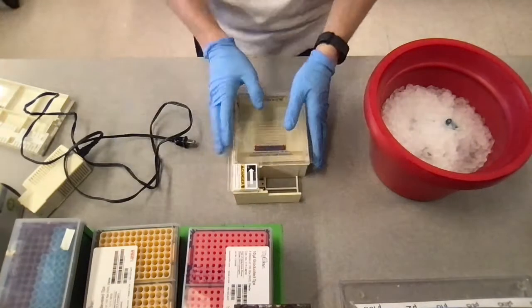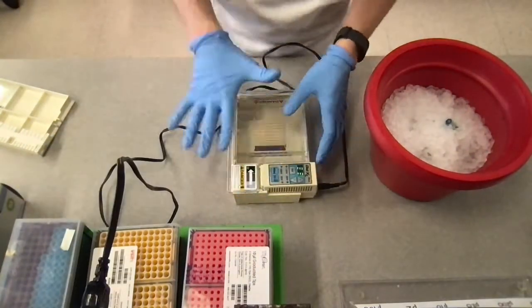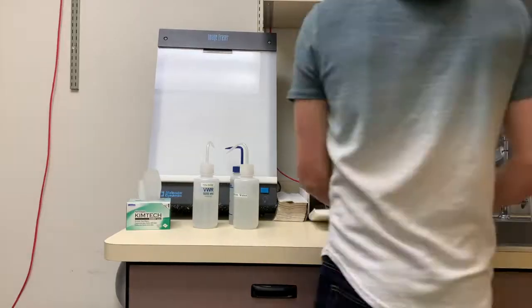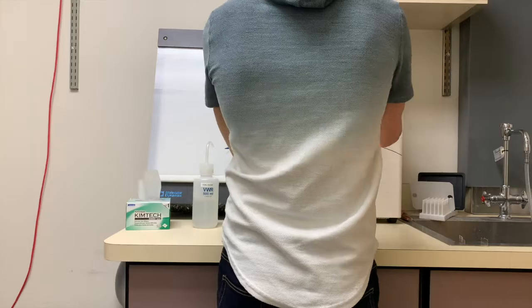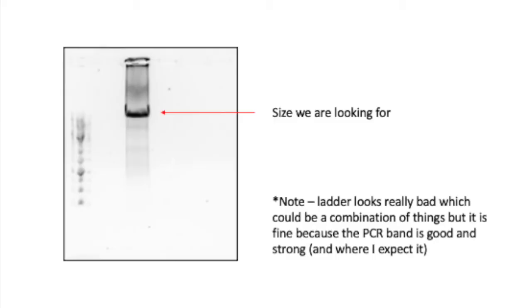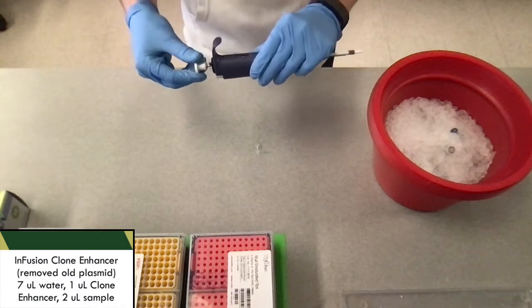Once that's complete, we're going to go ahead and image that. So we take it to the imager and load it in for the CyberSafe stain. And once that's done, we can look at it. What you can see here is the gel with the band size that we're looking for. So that's great. Now we're going to do Clon Enhancer on it.